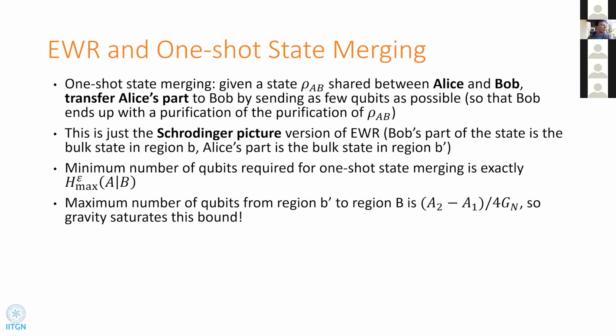If it was able to achieve this task using the usual entanglement wedge reconstruction conditions, then it would violate the bound on the number of qubits you need to send to be able to do quantum state merging.